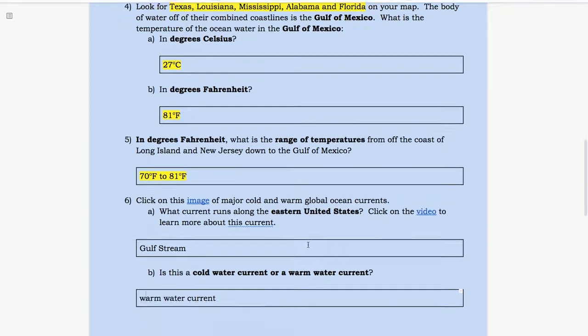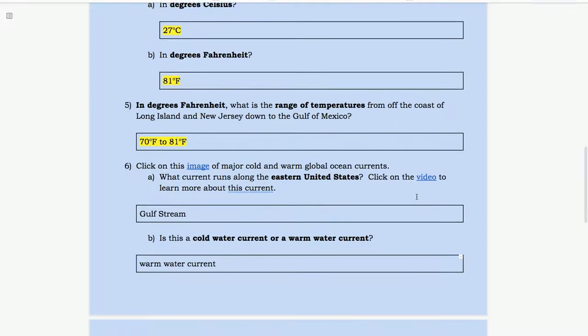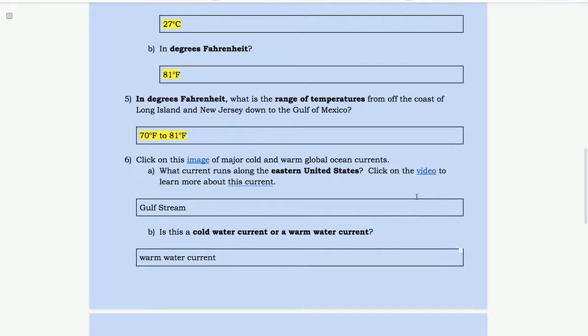So then you want to make sure you take time to watch the video about the Gulf Stream and then continue answering the rest of the questions using the procedure and the method that I have shown in answering these first several questions.